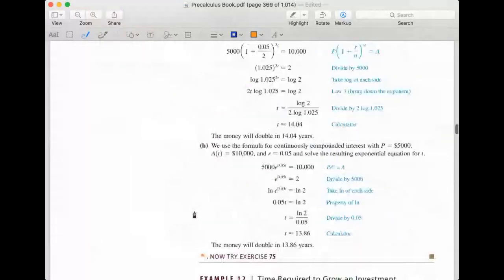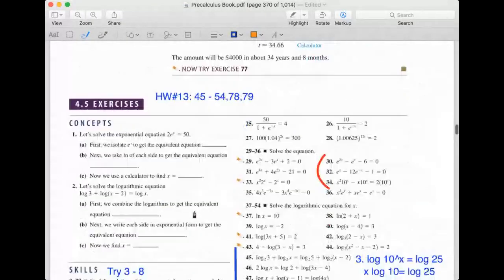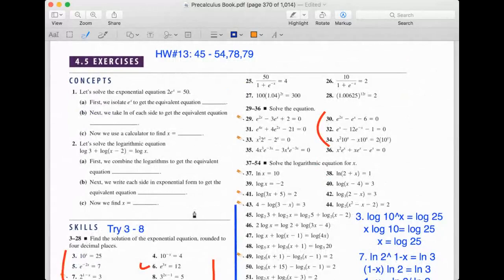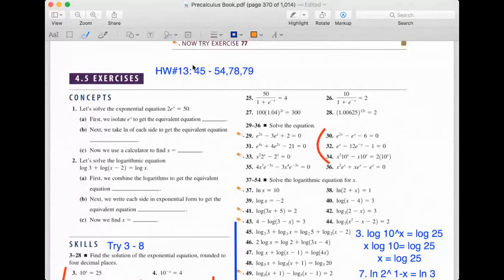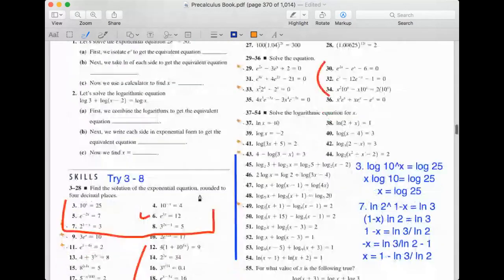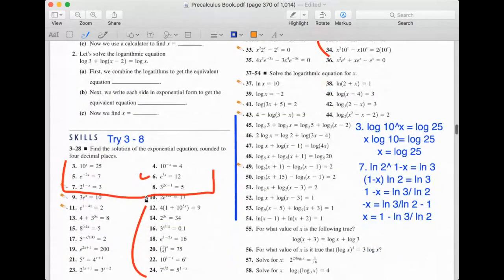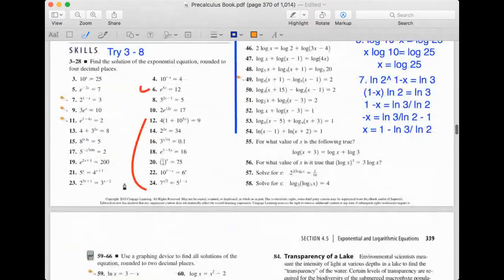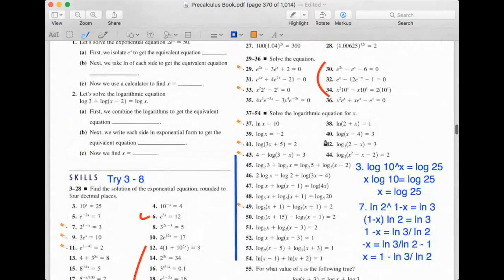Okay, let's try some exercise. The homework I already posted on Blackboard, and some of you are even able to do some. Let's try some exponential. Let's do it together, exponential and the log, right? Let's try log first. Let's try now.